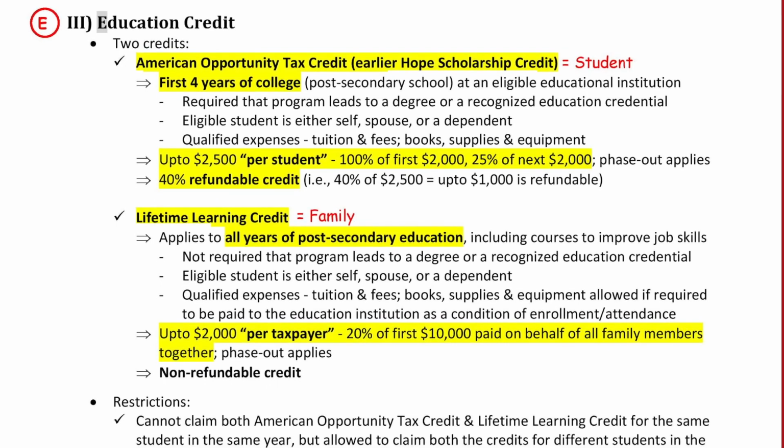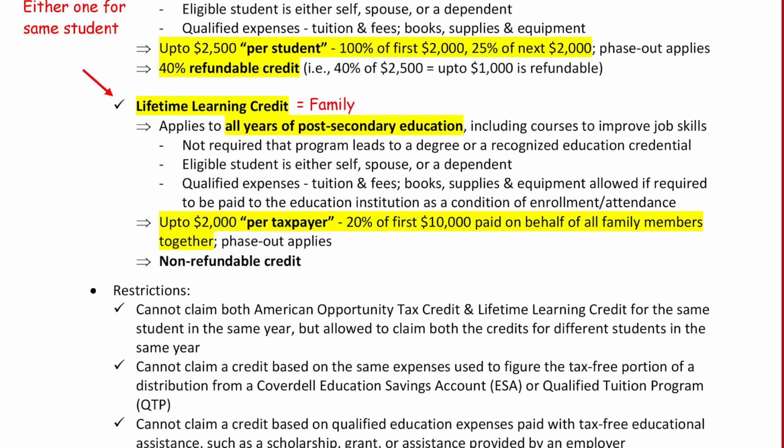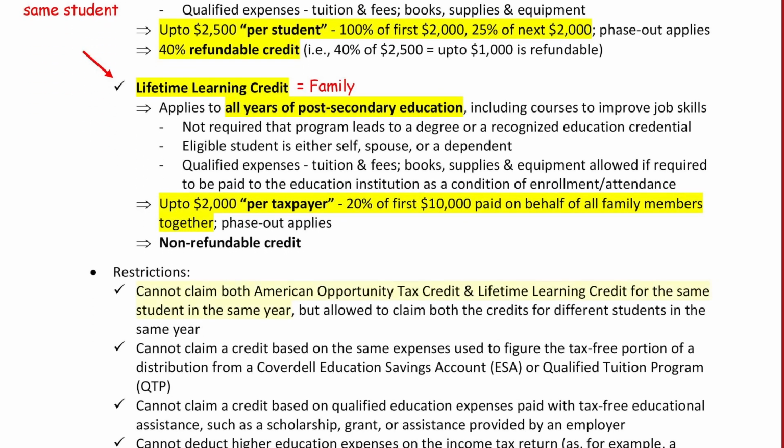Now, draw an arrow for both these education credits, the American Opportunity Tax Credit as well as the Lifetime Learning Credit, and write either one for the same student. In other words, the taxpayer cannot claim both the American Opportunity Tax Credit and the Lifetime Learning Credit for the same student in the same year.